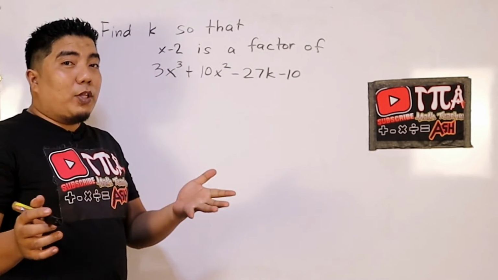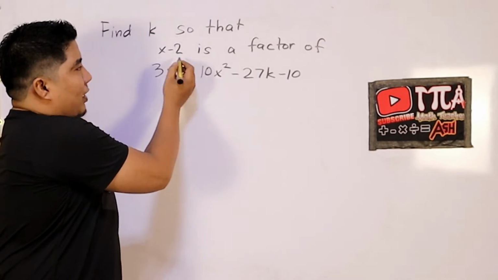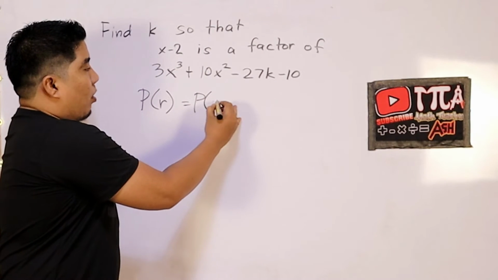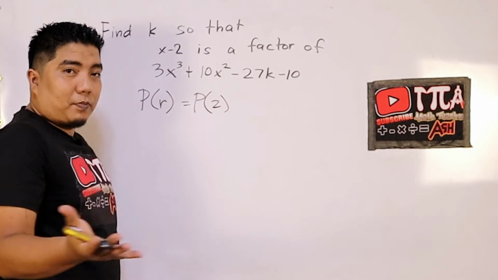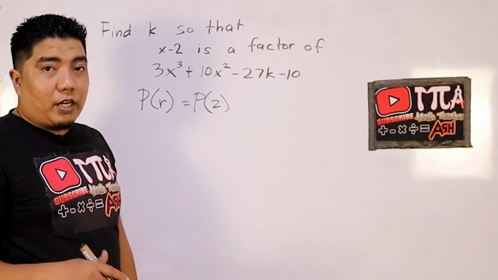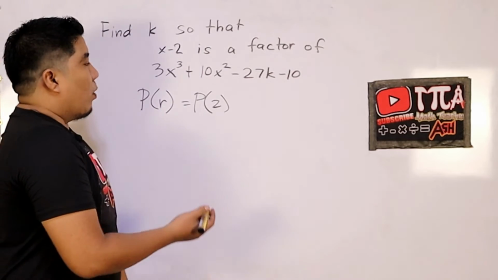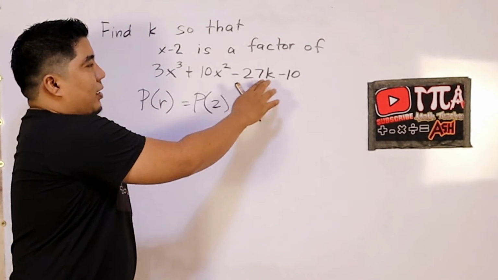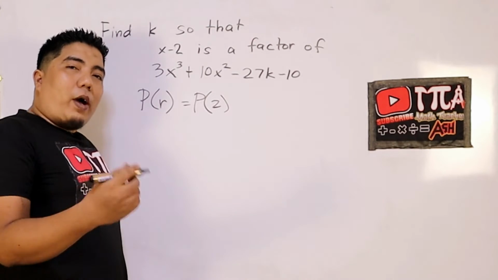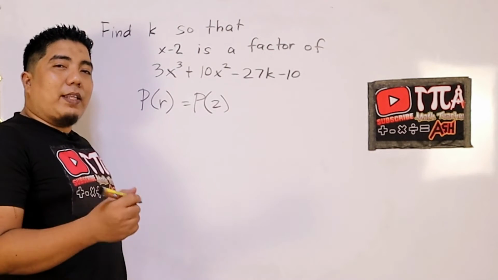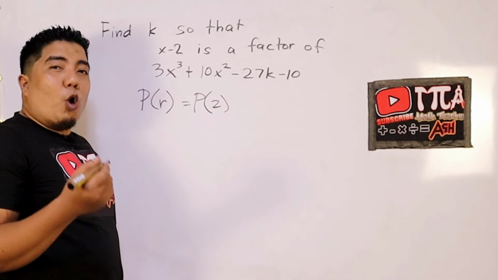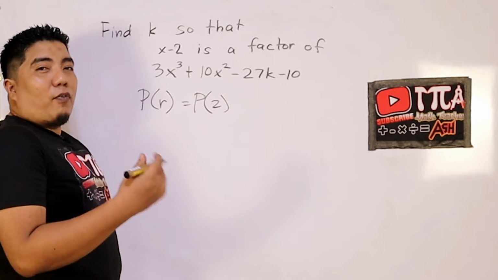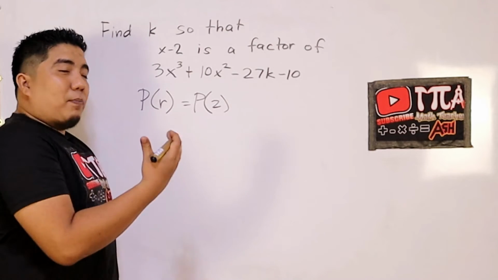Alright, so how do we do this? Basically, we just still use our p of r, and our p of r is p of positive 2, because our r here is positive 2. Now, in solving this one, we will just substitute this and then equate it to 0. Why equate it to 0? Of course, by the definition of the factor theorem, we need to have 0 as its remainder for it to be a factor of a given polynomial.